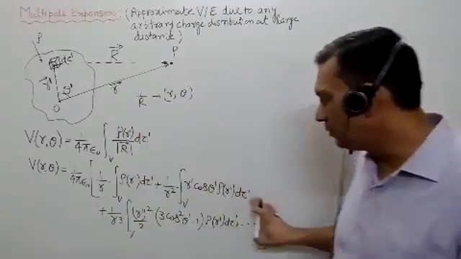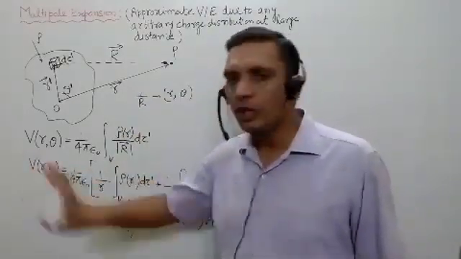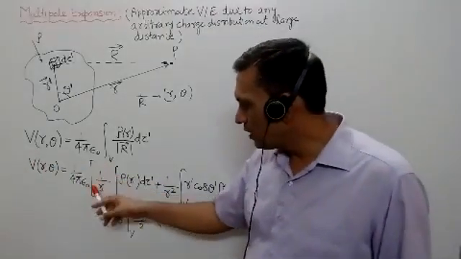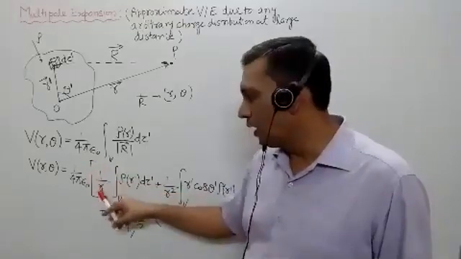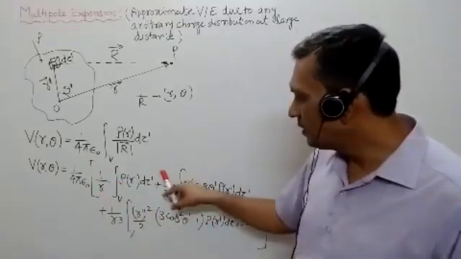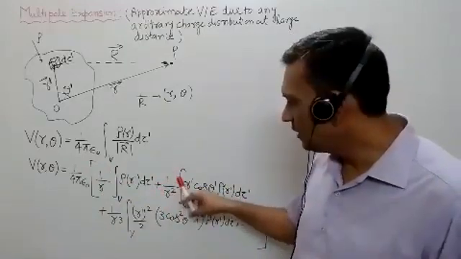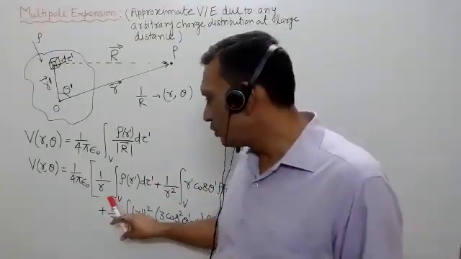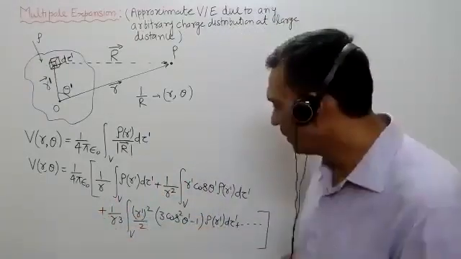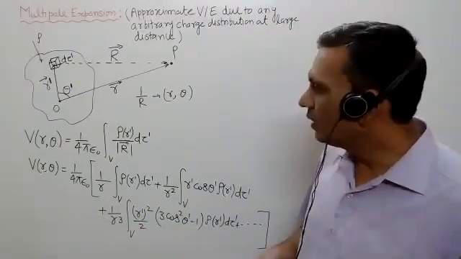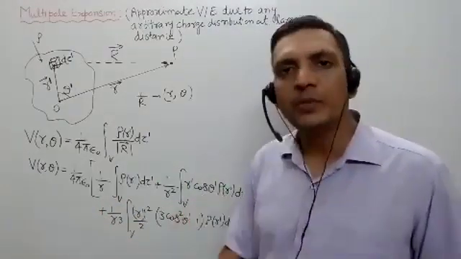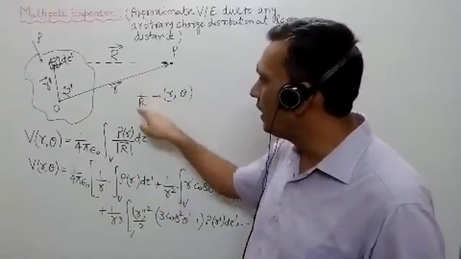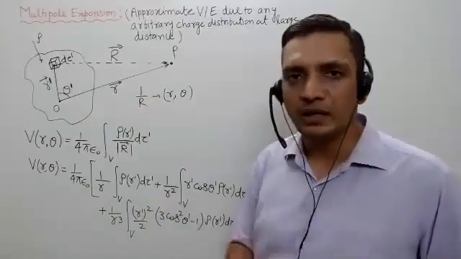So you will get different terms in the potential. First term: potential is inversely proportional to r. Second term: potential is inversely proportional to r square. Third term: inversely proportional to r cube. Sir, how did you write the last one? I have not derived it. You have to remember it. I told you in multipole expansion, you have to remember these terms if you expand 1 by R in terms of r and theta. So just remember it. No need to derive.